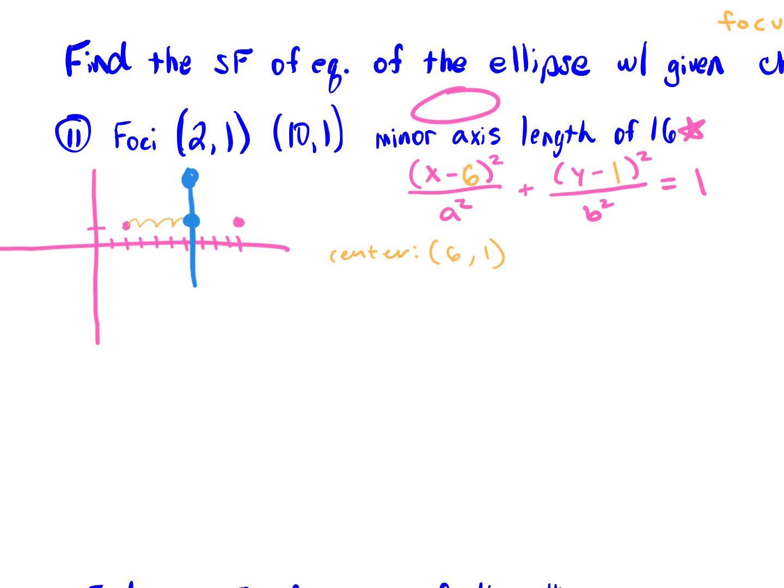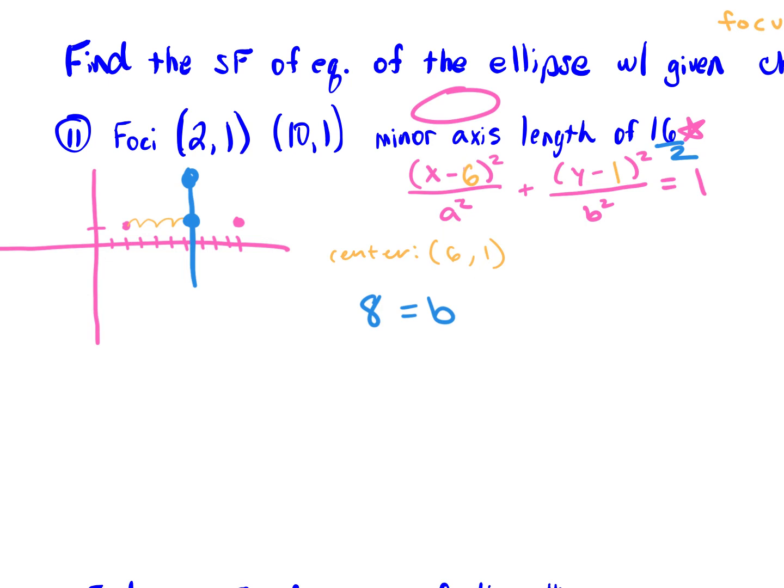8. It would be half of that. So we take our minor axis length and divide it by 2. So that would give us 8. What is 8? B, because we're dealing with the minor axis. So B is 8.